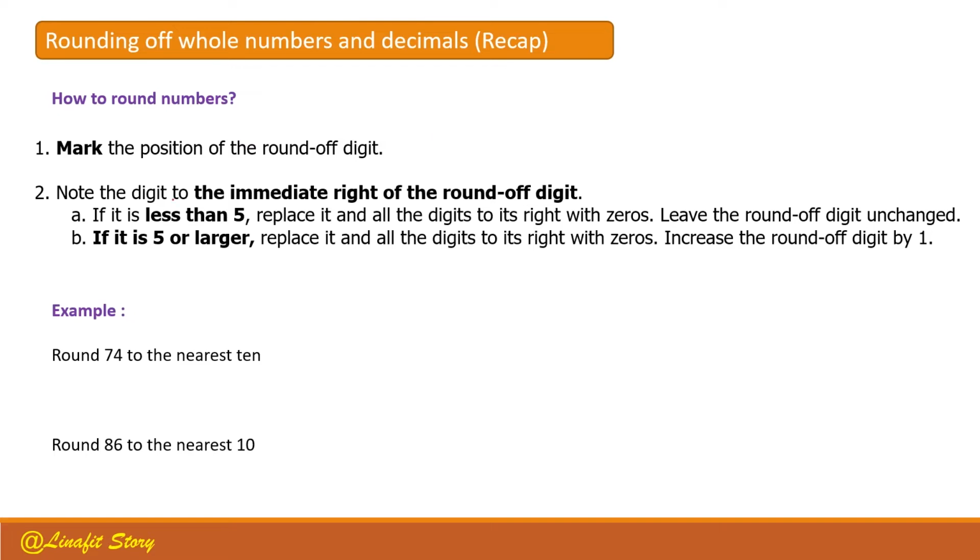So for example, round off 74 to the nearest 10. 4 is ones, while 7 is tens. So for the nearest 10, what's the next digit after 7? This is 4. 4 is less than 5. So the answer is 70.